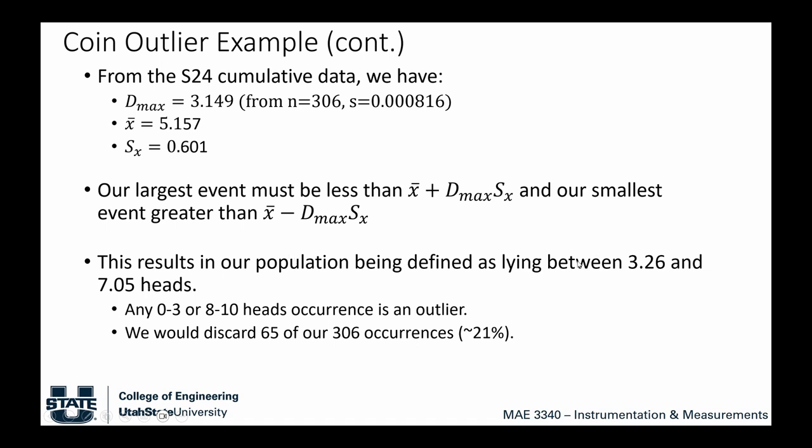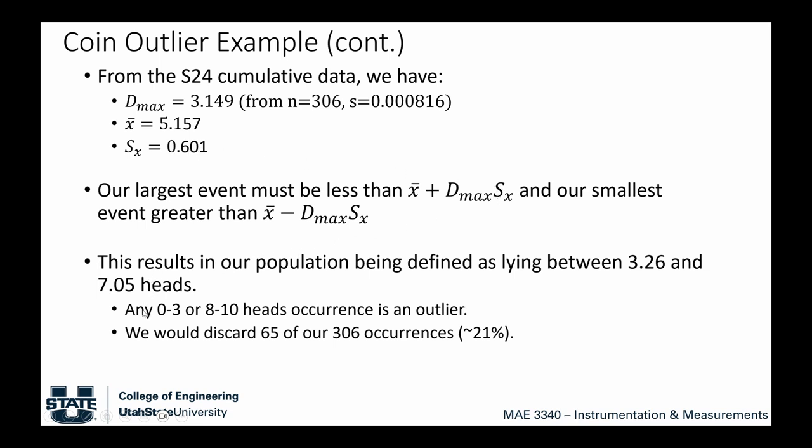So the results in our population defined as lying between 3.26 and 7.05. So where did I get those two numbers? Well, I just plugged in these values right here. So the 3.149 is right here. Our X bar, 5.157, is right here. And our sample standard deviation 0.601 is right here.